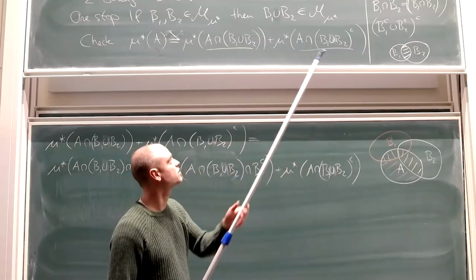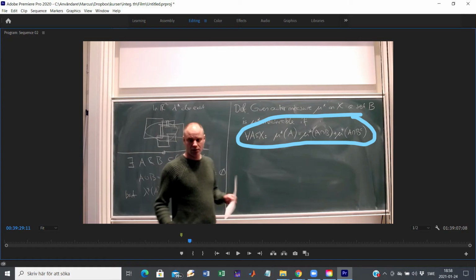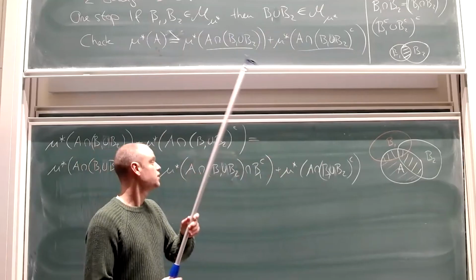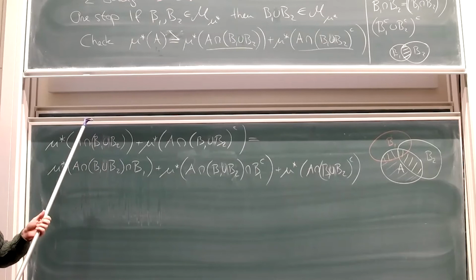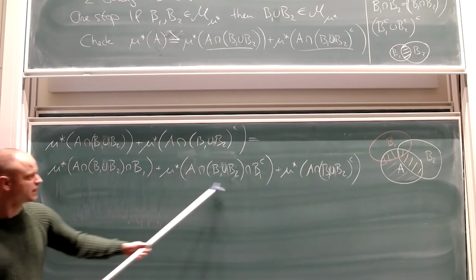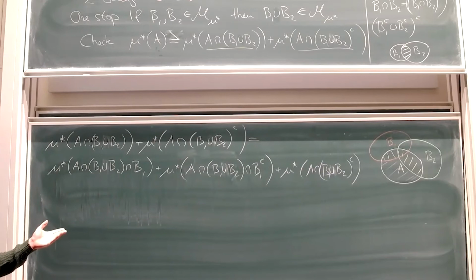Well, the only information we have is that B1 and B2 are measurable, which means that we have this corresponding identity, but for each one of them separately. So let me use that. Here is the right-hand side written up again. Now I'm using the fact that B1 is measurable to take this first piece and intersect with B1, plus the same piece intersected with B1 complement. The last piece is the same; I didn't do anything with that. This is kind of fumbling in the dark, but let's see if we're lucky here.